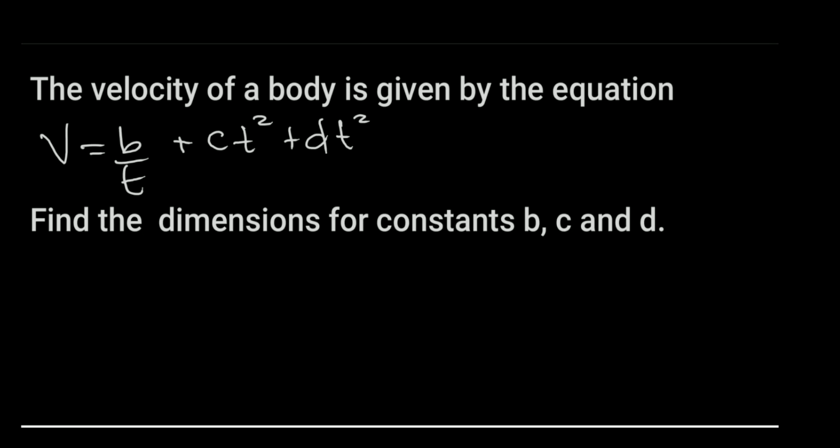We are looking at dimension analysis in physics, and the question we have with us is saying the velocity of a body is given by the equation v equal to b over t plus ct squared plus dt squared. Find the dimensions for constants b, c, and d.